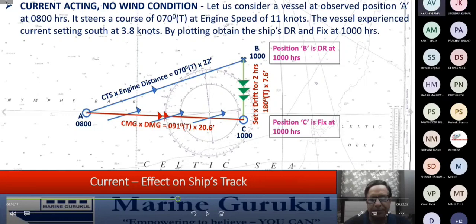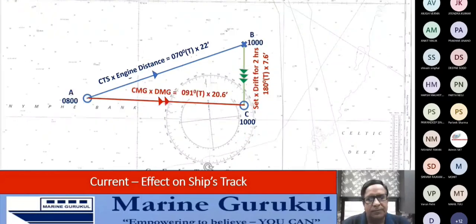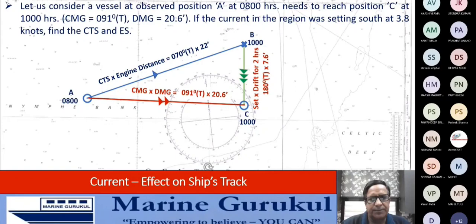Yes sir, please. Now, let us look at a possibly different scenario. The vessel is at position A at 0800 hours. She needs to reach position C at 1000 hours. Position C is her destination position, could be anchorage, pilot boarding ground. Now, that means the vessel needs to make a track over the ground, which is represented by AC in 2 hours.